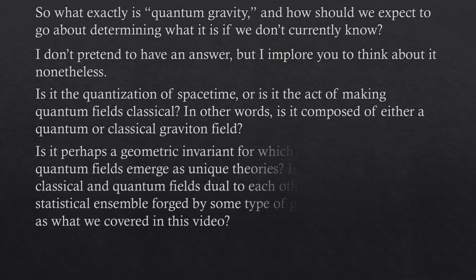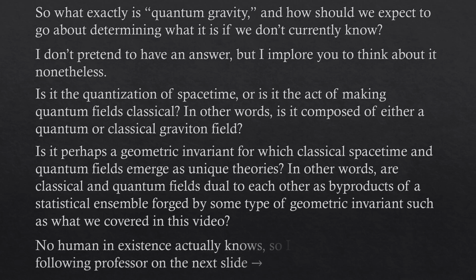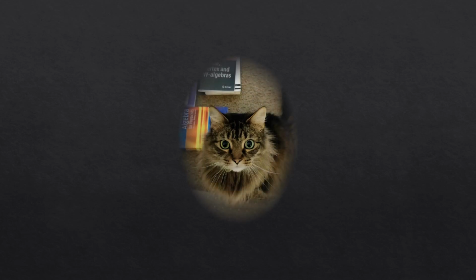Is it perhaps a geometric invariant for which classical spacetime and quantum fields just emerge as unique theories, such as, for example, how perhaps classical and quantum fields might be dual to each other as byproducts of a statistical ensemble forged by some type of geometric invariant, such as what we covered in this video? No human in existence actually knows, so I implore you to ask the following professor on the next slide. His name is Professor Coutinho.